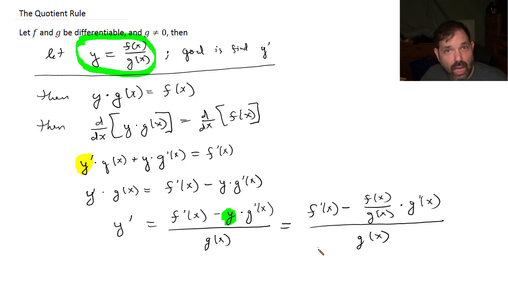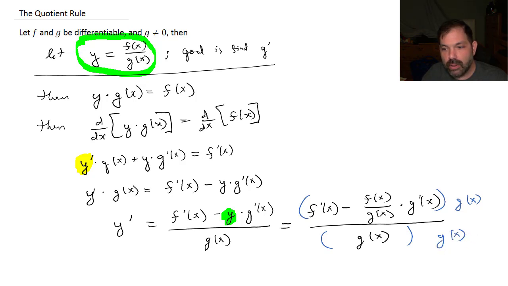And now this is an ugly expression because I've got fractions in a fraction. I've got a complex fraction. So I'm going to use one more trick here. I'm going to multiply both numerator and denominator by, any guesses? I'm going to multiply the numerator and denominator by g of x, and that'll clear the complex fraction.